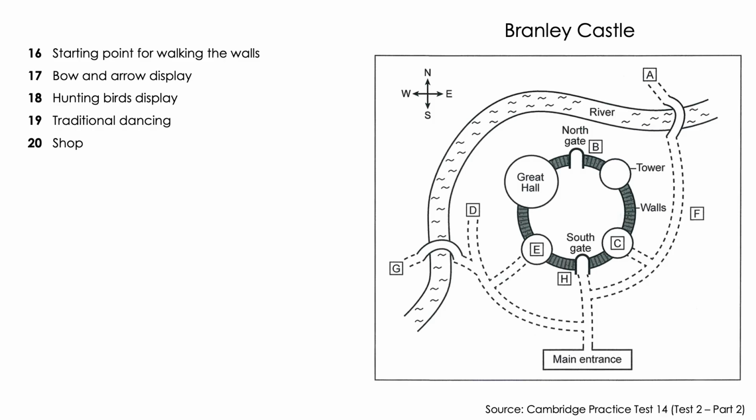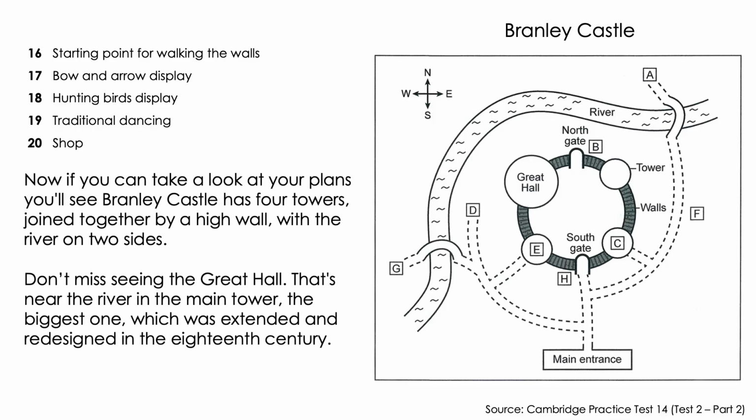Now, if you can take a look at your plans, you'll see Branley Castle has 4 towers joined together by a high wall with the river on 2 sides. Don't miss seeing the Great Hall. That's near the river in the main tower, the biggest one, which was extended and redesigned in the 18th century. This was a little introduction that took us around the castle. Now look for the answer to question number 16.